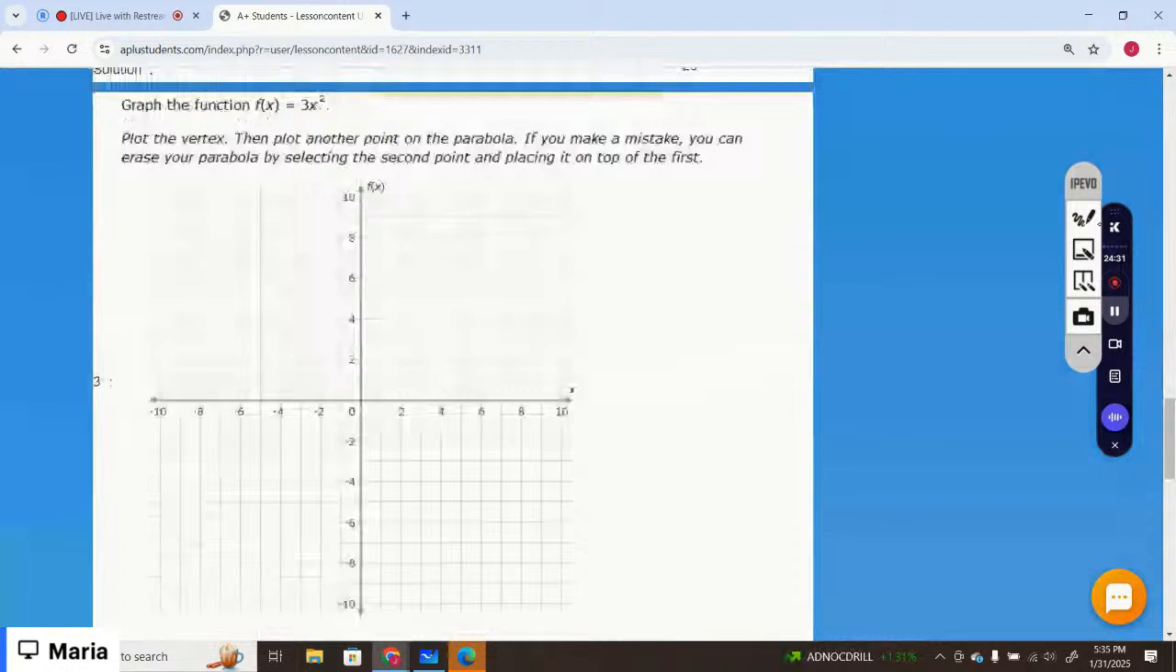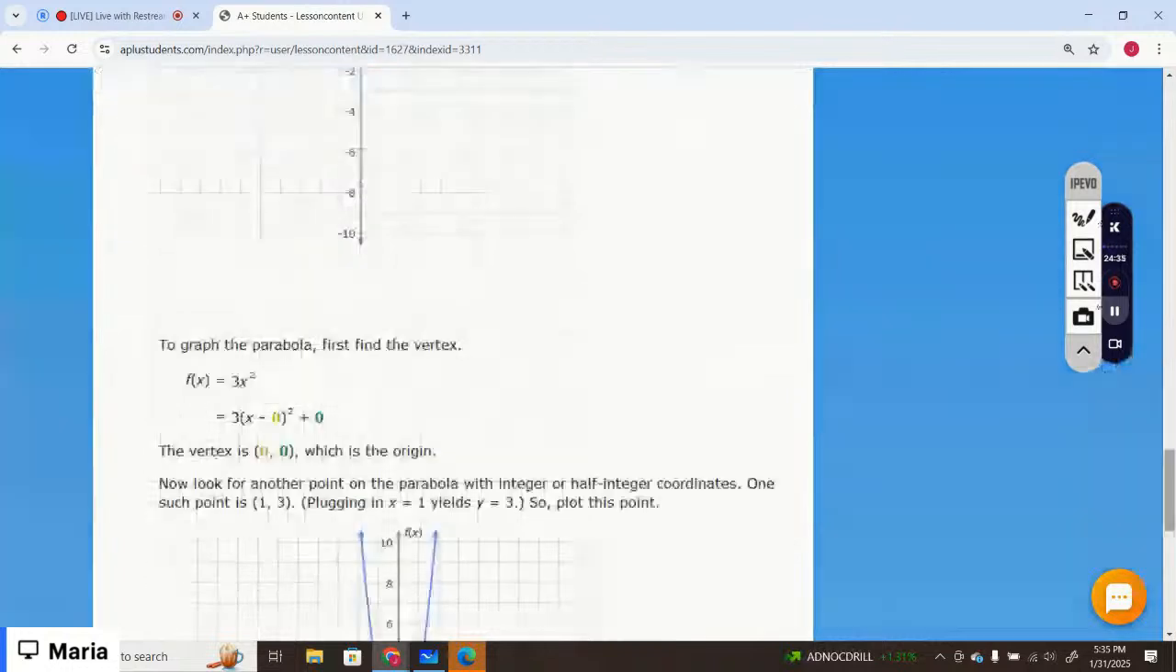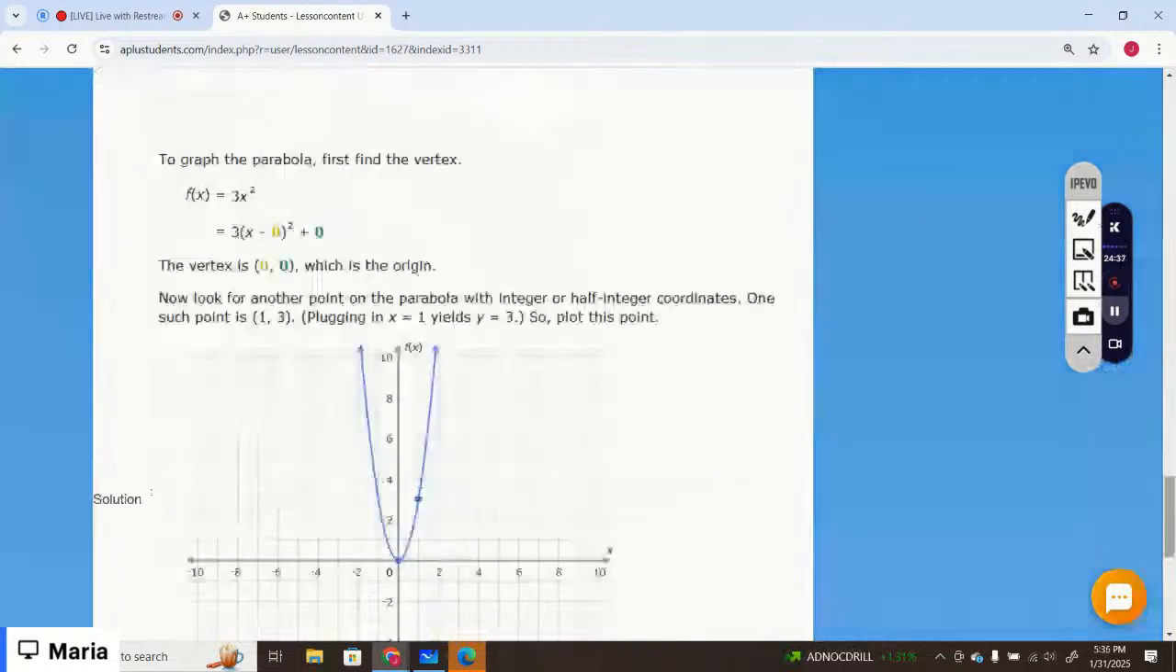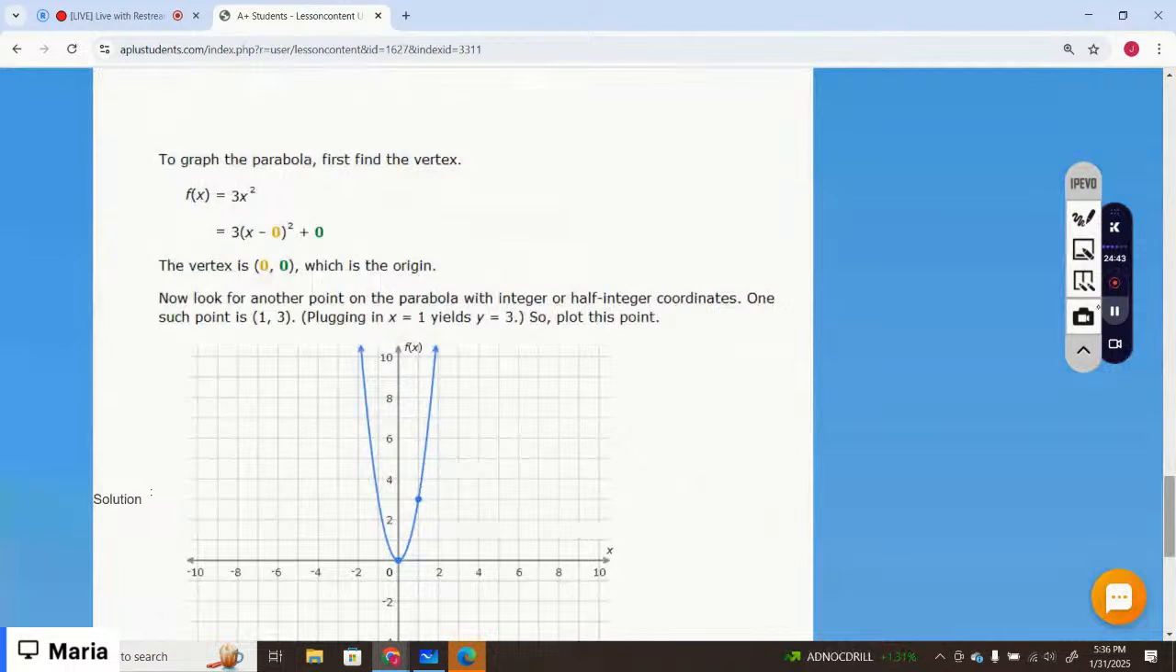Graph y equals 3x square. So here the vertex of the parabola is 0, 0. x equals 1, y equals 3 is the point. So here is the point. Connect the vertex and the point, then you can have the parabola. Got it? For this lesson, you just have the tutorial. You can find the lesson in the book and do as many practice questions as you can.